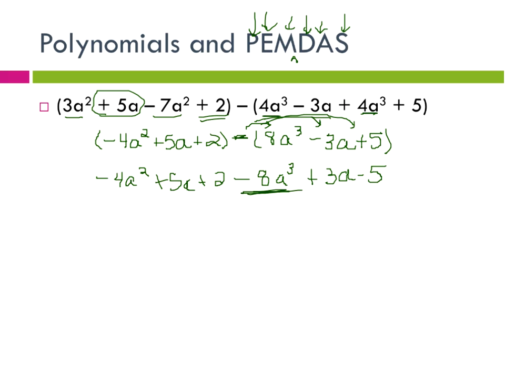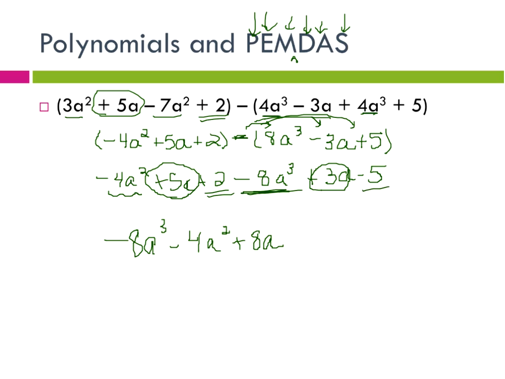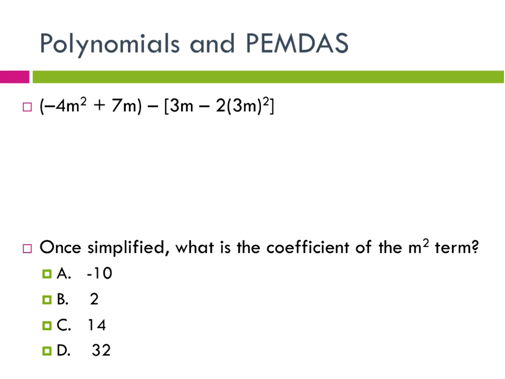So adding and subtracting like terms, descending order means I want to start with my highest power, which is my negative 8a cubed. Then I'm going to go on to my next highest power, which is a negative 4a squared. I'm going to look for any a's, and I see that I have a plus 5a and a plus 3a. So I'm actually going to end up with an 8a. And then my constant at the end, plus 2 minus 5, would be minus 3. So that's adding and subtracting polynomials.